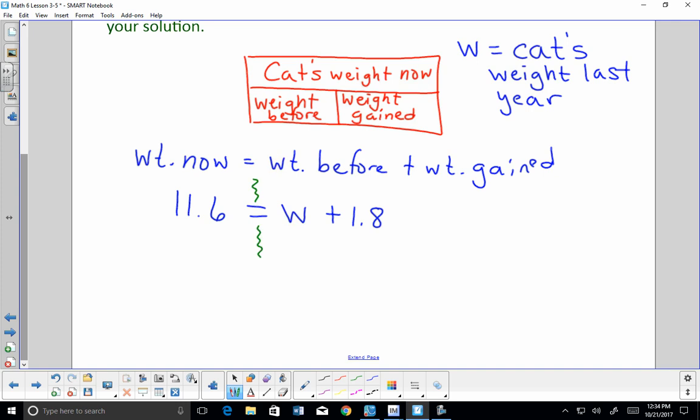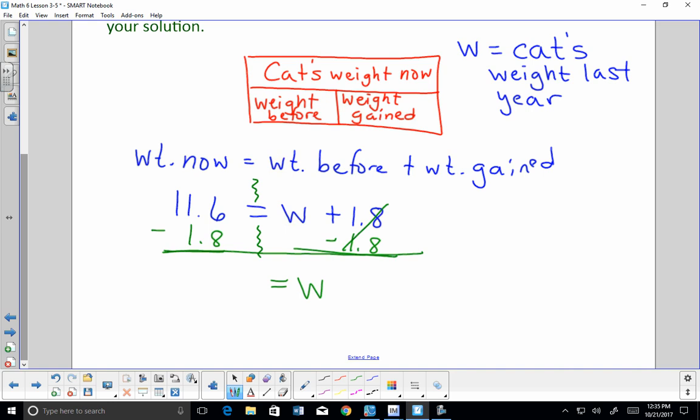What did they do to W? They added 1.8 to it. So what do I need to do? I need to subtract 1.8. Make sure to line up your decimal points. These will cancel. Okay, leaving me with W on the right-hand side. If I take 11.6 and I subtract 1.8 from it, okay, I get 9.8.